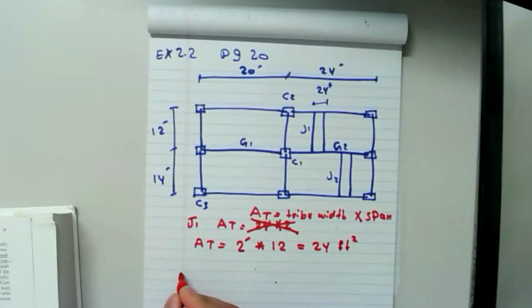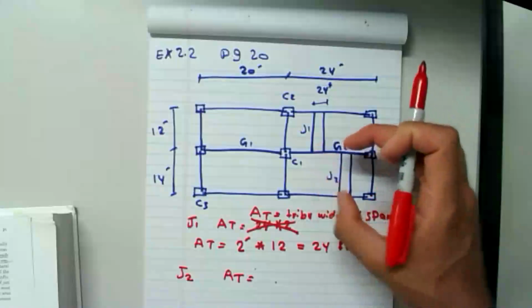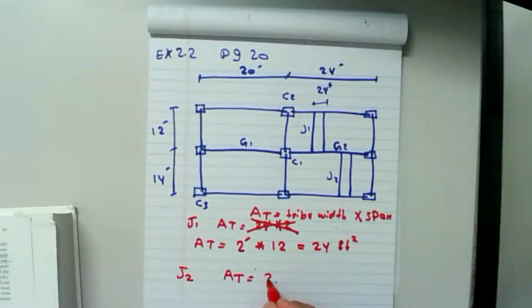Let's try Joist 2. What is the tributary area? 2 times 14. So it's 2 times 14 feet, and this gives me 28 square feet. Do you have any questions? Does that make sense to you?